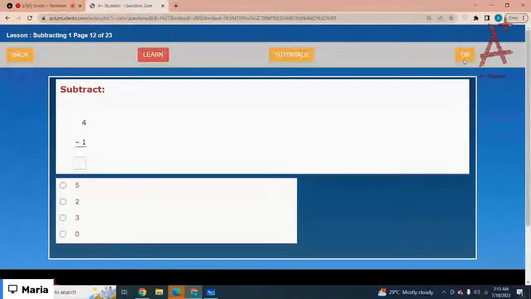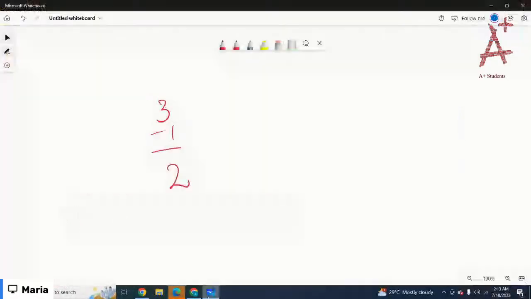The next one is subtract 4 take away 1. So which is the correct option? You are given 4 of the options: 5, 2, 3, and 0. So which is the correct one? 4 take away 1. Make 4 lines and remove one of them, and you can count the rest of the lines. So you are left with 3. So 4 take away 1 is 3. The correct option is 3.